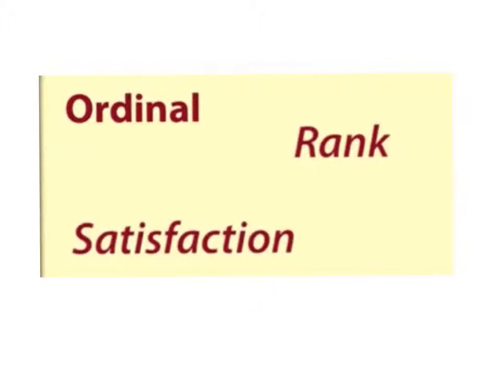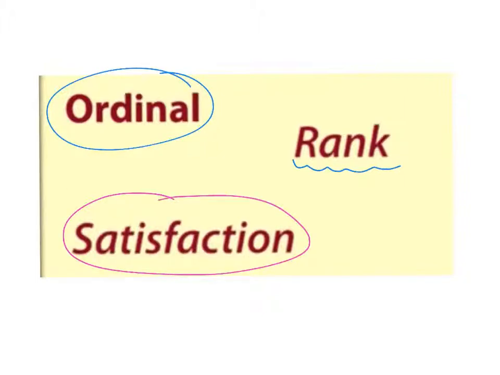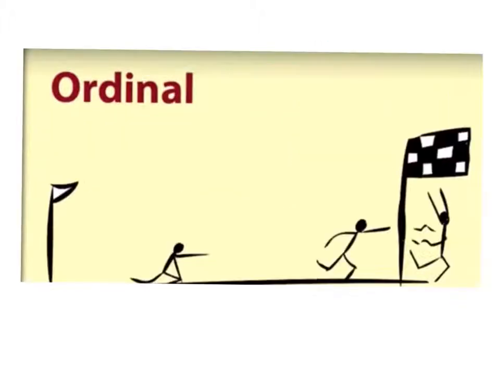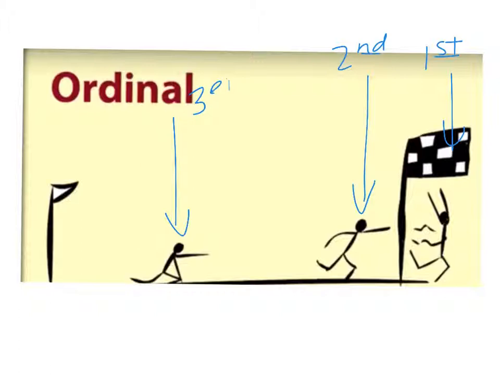The next type of data we'll discuss is ordinal, and it's frequently also called things like rank. An example might be surveys where people rate their levels of satisfaction. Ordinal, just as it implies, has to do with the rank or order that the data falls into. So for example, say we've got a race. Here we have our person in first place, here in second place, here in third place.